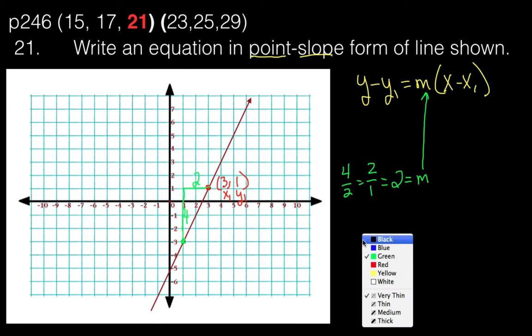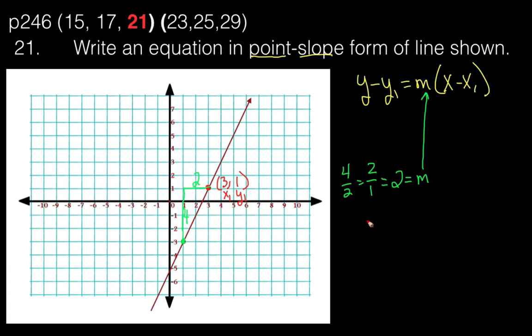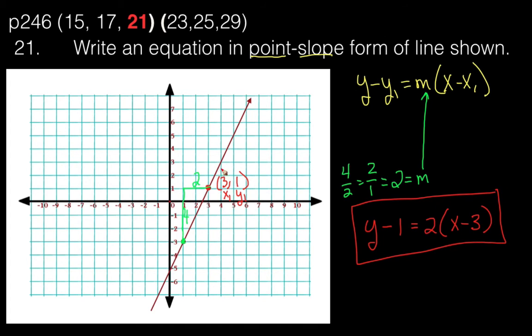Right? All right, so now let's go ahead and write out our equation. Okay, so that would be y minus, and then my y1 is minus 1, equals my slope 2 times x minus, and then my x1 coordinate is 3. And there it is. There's my point-slope formula for this particular line right here.